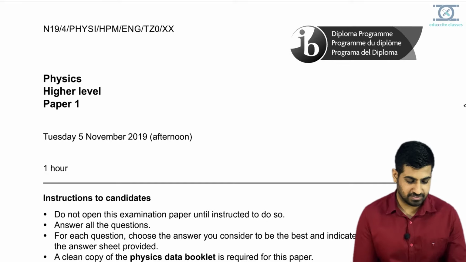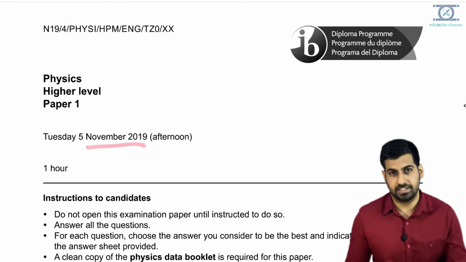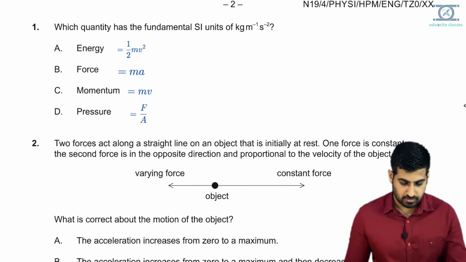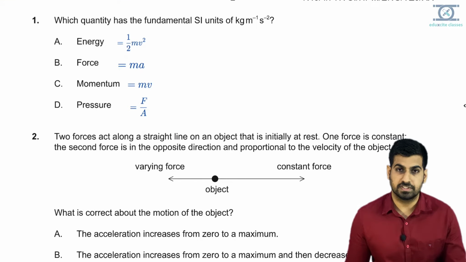In today's class, we will start paper 1 of higher level of October-November 2019 series. Okay, so let us start. Those who are from the SL, I have already made one video of the same November 2019 for the SL paper in which I have solved each and every MCQ. Today we will be doing for the HL.